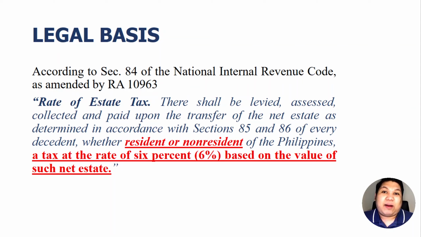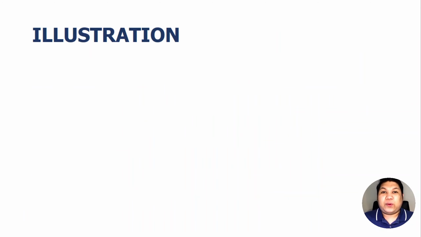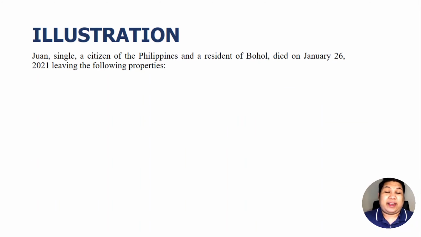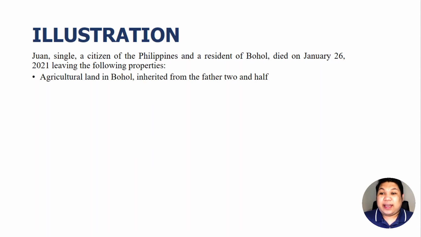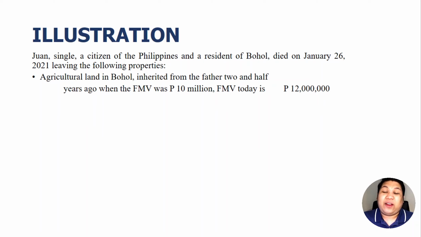So here's a sample illustration on how we compute the estate tax for an unmarried decedent. We have here Juan, a single citizen of the Philippines and a resident of Bohol, who died on January 26, 2021, leaving the following properties. We have agricultural land in Bohol, inherited from the father 2.5 years ago, when the fair market value of that land was 10 million back then. But today, upon his death, the fair value is 12 million pesos.